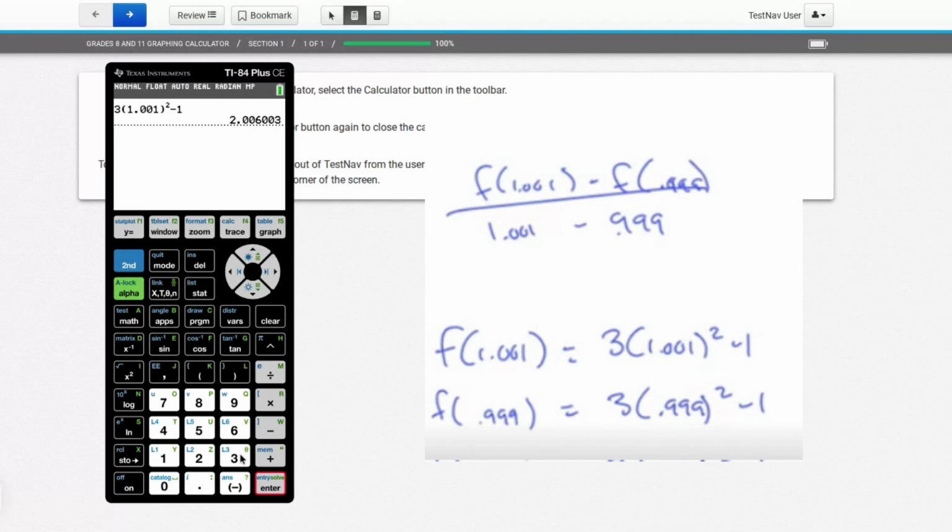And then we have 3 times 0.999, close it, square it, minus 1, and we end up with 1.994003. Now I know what I'm going to have to do next is subtract these. So let's quickly do that, rounding where we have to. 2.006 minus 1.994.